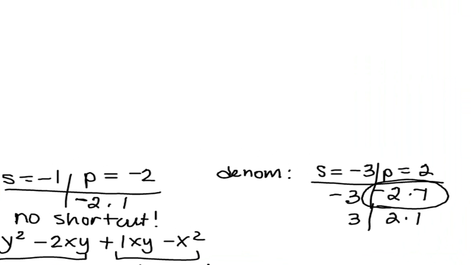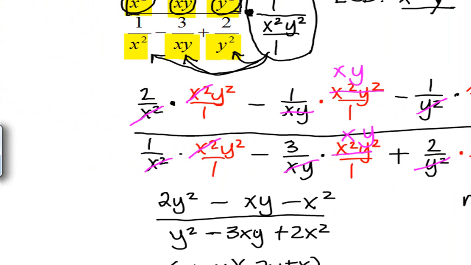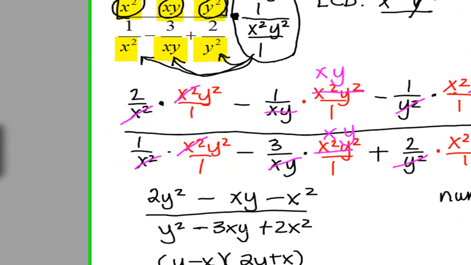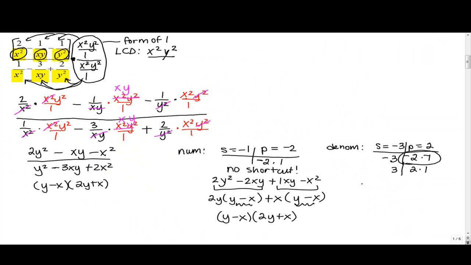I can use my shortcut here, but because I have the y squareds and the x squareds, I'm going to use the long way just so that I make sure I get my middle terms right and I get my factors correct. Or I could look at the numerator and see what I did there and use that same pattern. But I'm going to go ahead and do it the long way just so you can see it works. So I have -2xy minus xy plus 2x squared. Now factor by grouping again.